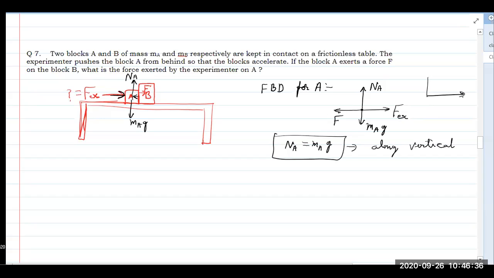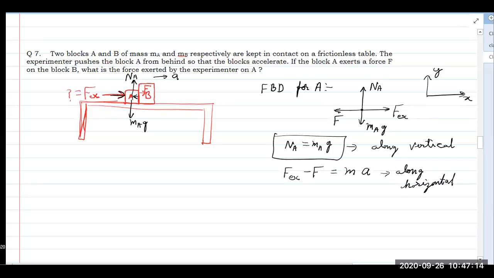So we can take X and Y axes like this: X is horizontal, Y is vertical. Next we will write the horizontal equation. Along horizontal the acceleration could be there because forces are acting. Suppose the acceleration of the system is A. Both will have the same acceleration because they are in contact. So F experimenter minus F internal, the F force, will be equal to MA times A. This is for object A along horizontal.